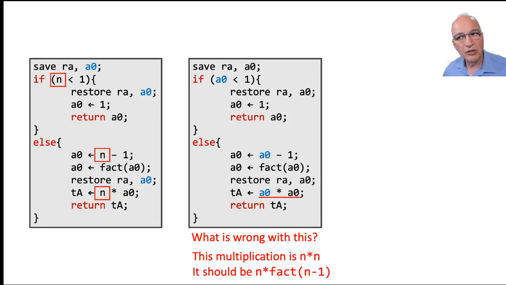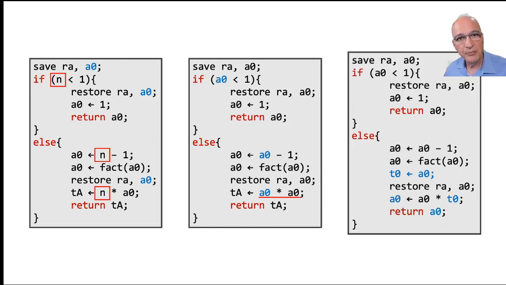To fix that, so this is what is wrong. This multiplication is n times n, and what I need to compute is n times the factorial of n minus 1. To fix that, I will copy the value of A0 into a temporary prior to restoring it, and then after restoring it, I will multiply the restored value of A0, which is n, by T0 that contains the value of the factorial of n minus 1.